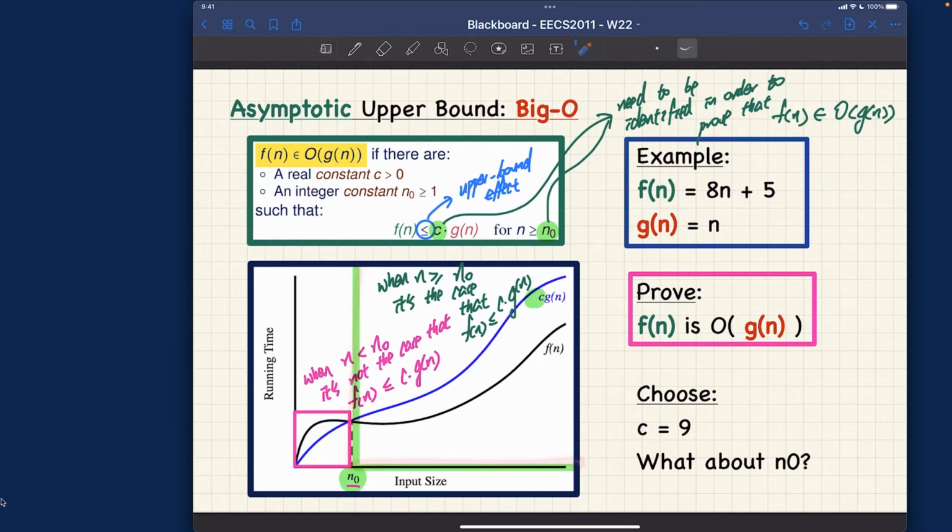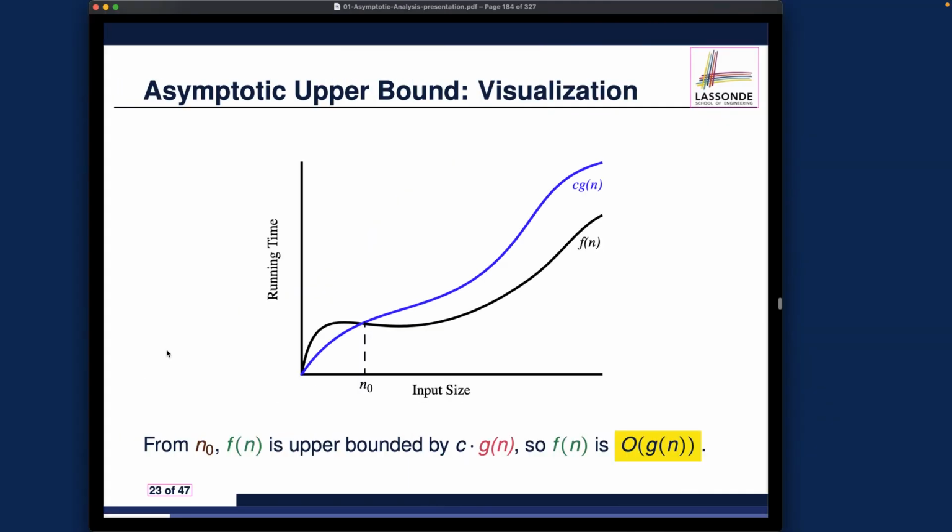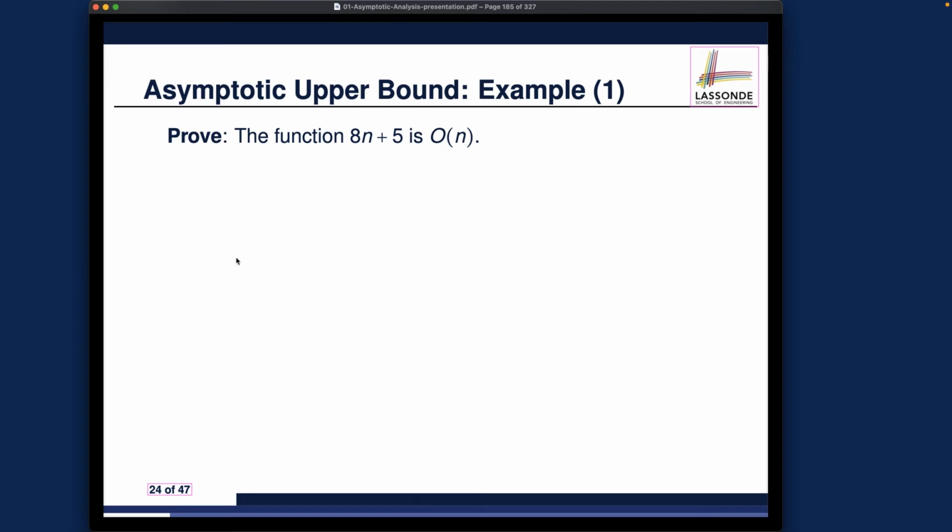Okay, let's now consider one example, and then I'll come back to the illustration point. All right, let's now consider this function here. Let's say 8n plus 5. You can think about 8n plus 5 as kind of similar to the find max primitive operation number that we came up with, but just a different example.